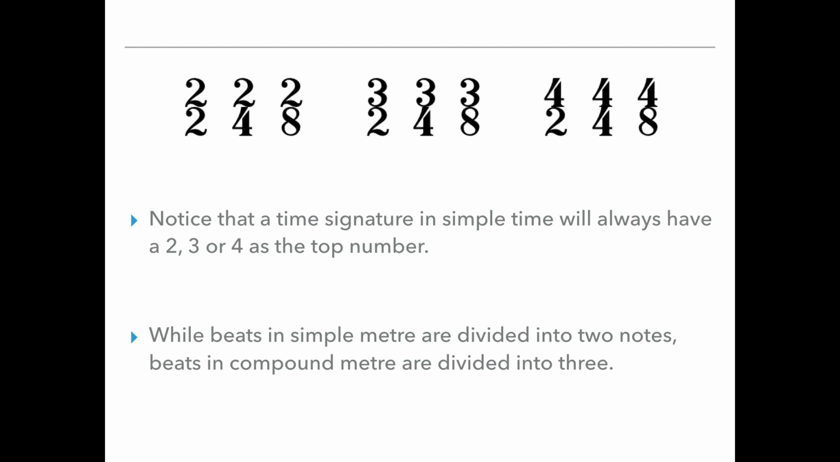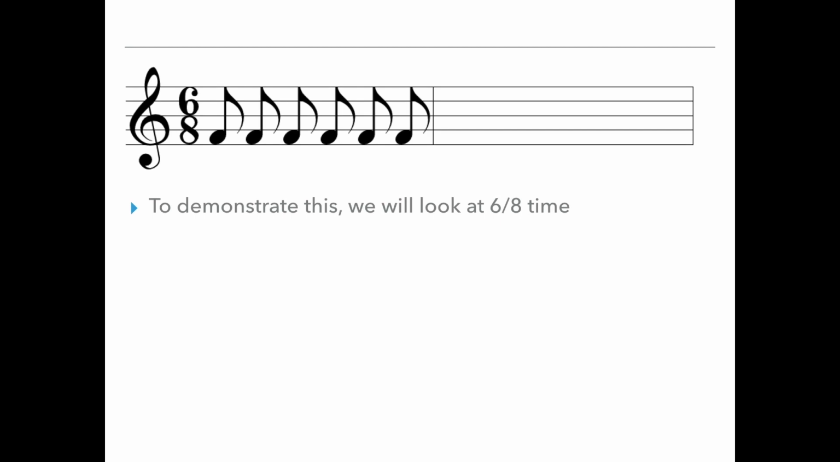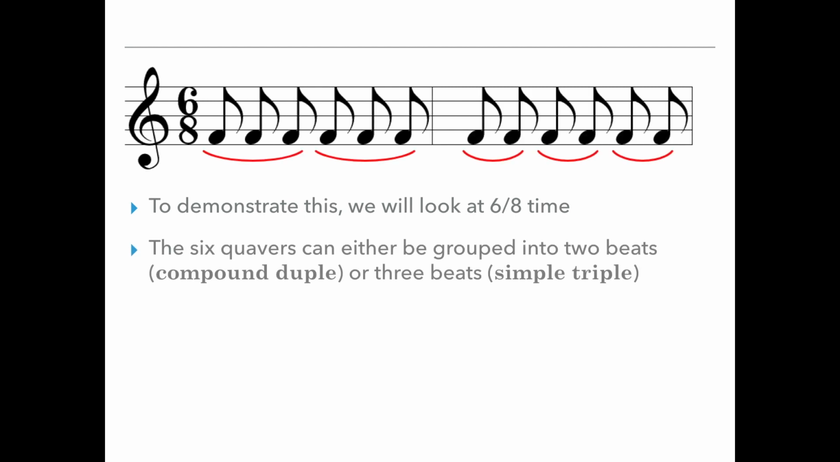Now in compound time, each beat is divided into 3s. So instead of 1 and 2 and, it will be 1 and a 2 and a 3 and a. So let's have a look at some compound time signatures. Let's look at 6/8. So 6/8 means 6 quaver beats per bar.